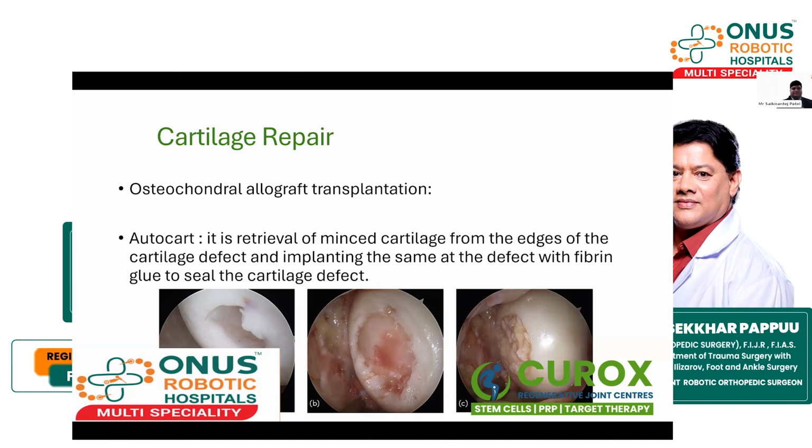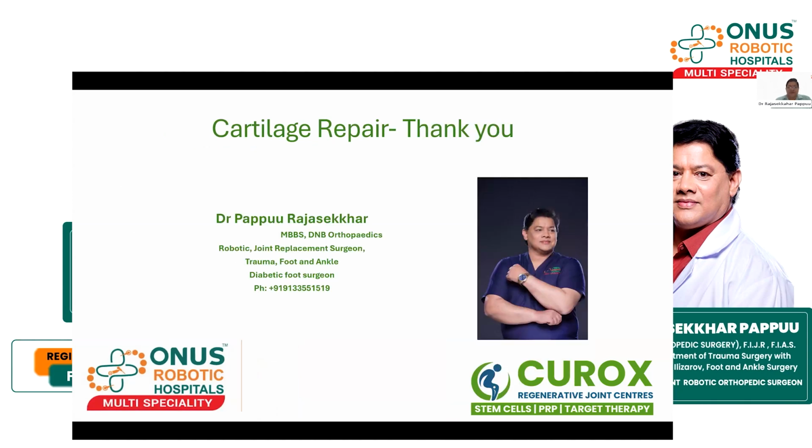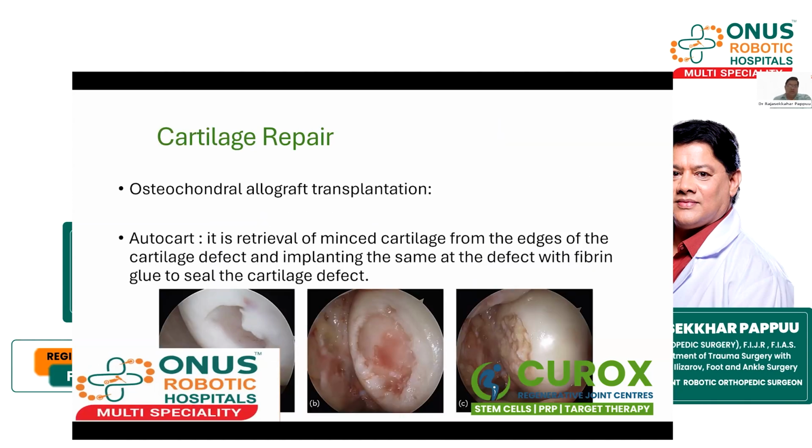What is AutoCart? AutoCart is minced cartilage. So suppose you have a defect here in the cartilage. The edges of this defect are freshened with a shaver. Using that shaver, you take small pieces of cartilage, that is called minced cartilage. So like mincing meat, cartilage is taken and collected in a cell container receiver.